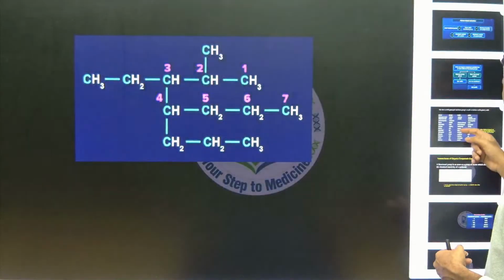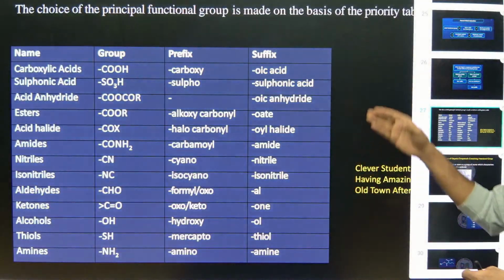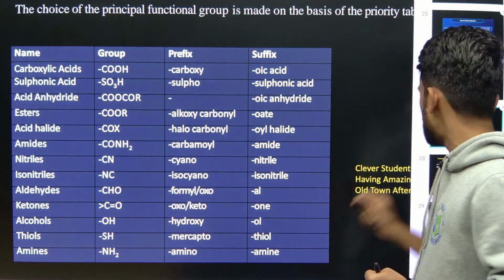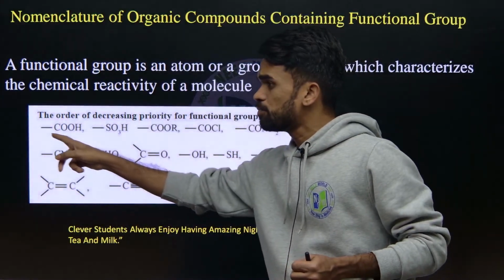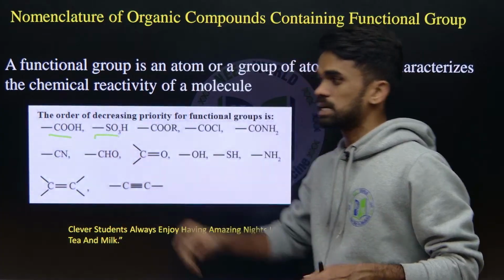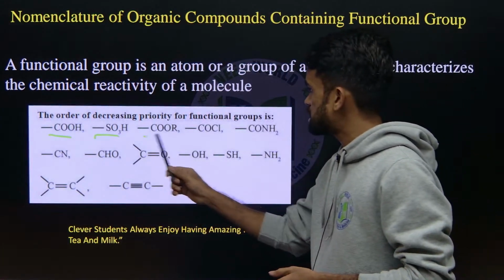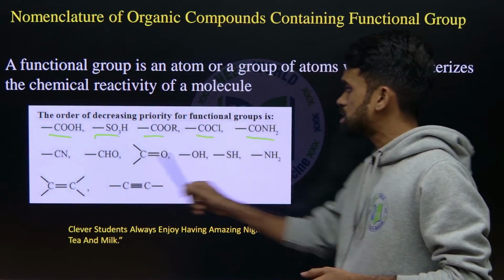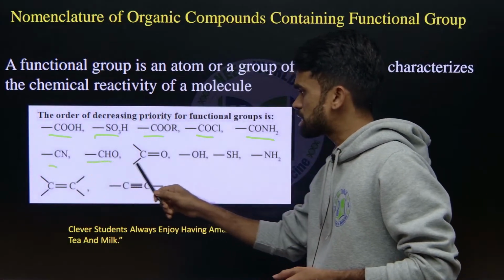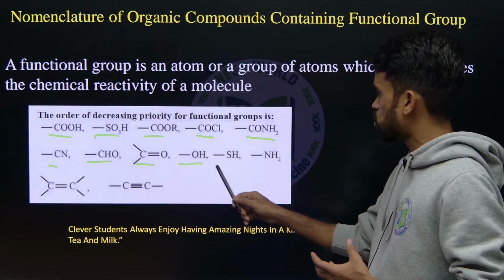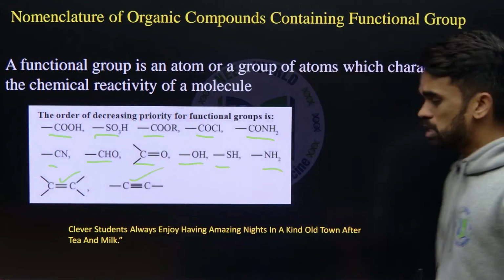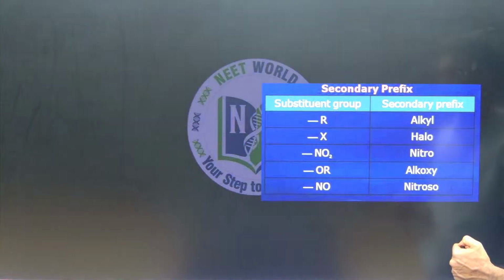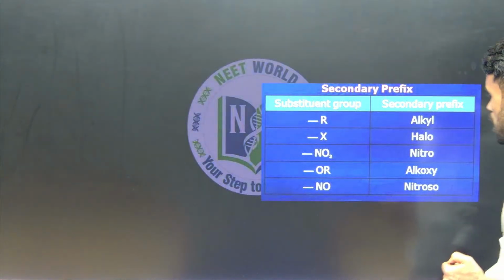So now once again look into this priority table. These are all the functional groups present, so you can prioritize them like this. Which is more prioritized here? One is carboxylic acid, next sulfonic acid, next esters, acid halides, amides, cyanides, aldehydes, ketones, hydroxy groups, thiols, then amines, then alkene, alkyne. So this is the priority table. Based on that, let me write a few names here so that you will answer me this.